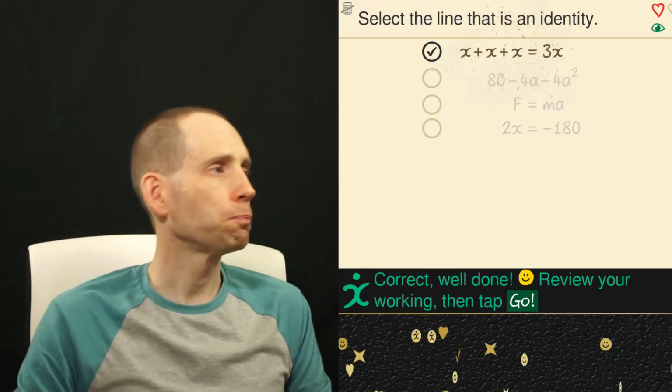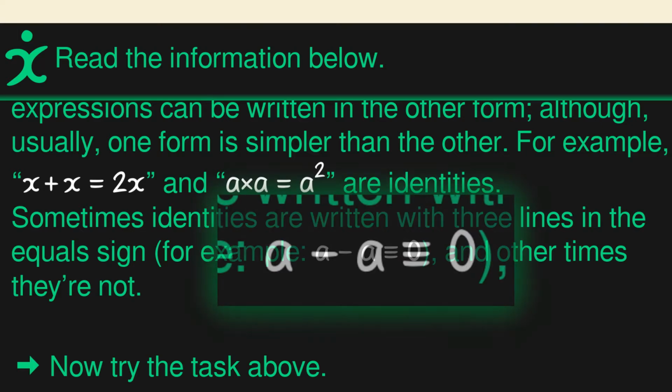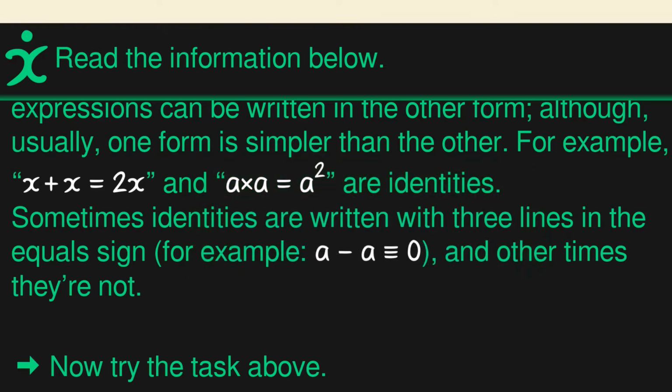Okay, there we go. One thing I forgot to mention while filming that is that you sometimes see identities written with 3 lines in the equal sign. That's a slightly different symbol used just to distinguish them from an ordinary equation.